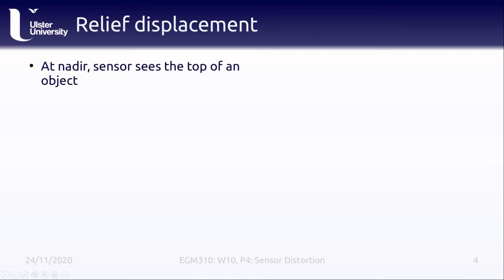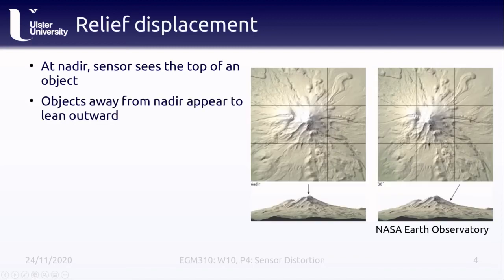At nadir, that is, directly underneath, the sensor sees the very top of an object. As we move away from the nadir track of a satellite image, objects will appear to lean away from the nadir track. We can see this in the example here, which shows Mount Rainier in the United States. In the image on the left, the mountain is centered within the image. If we then reproject the image to simulate an observation at 30 degrees off nadir, the mountain is no longer centered. The side of the mountain closer to the sensor is stretched, while the side of the mountain further away from the sensor is compressed.